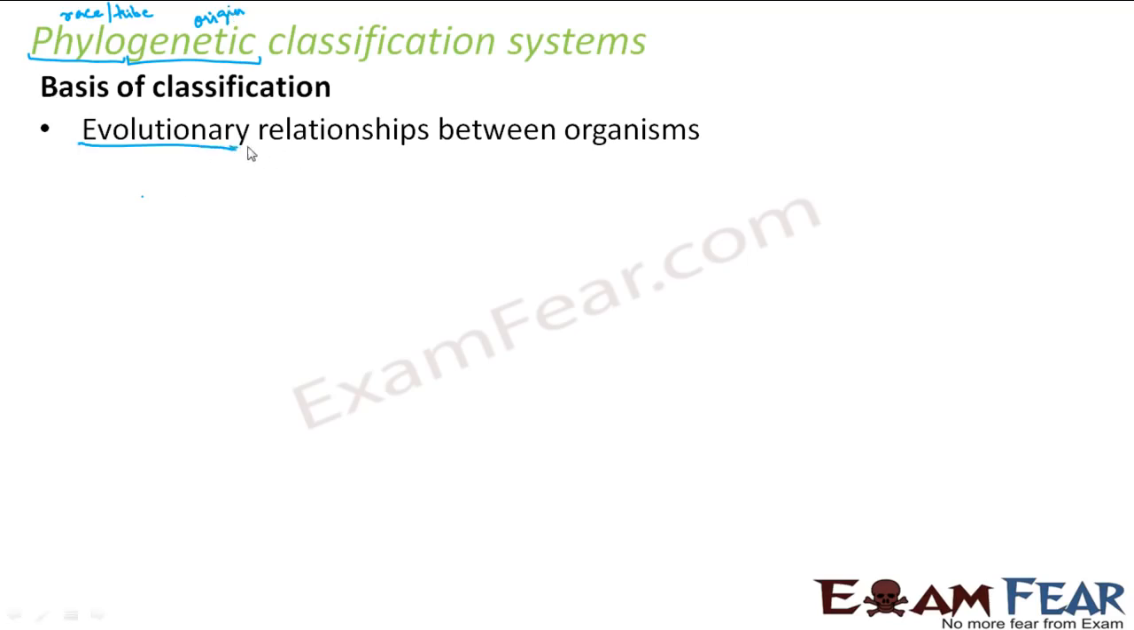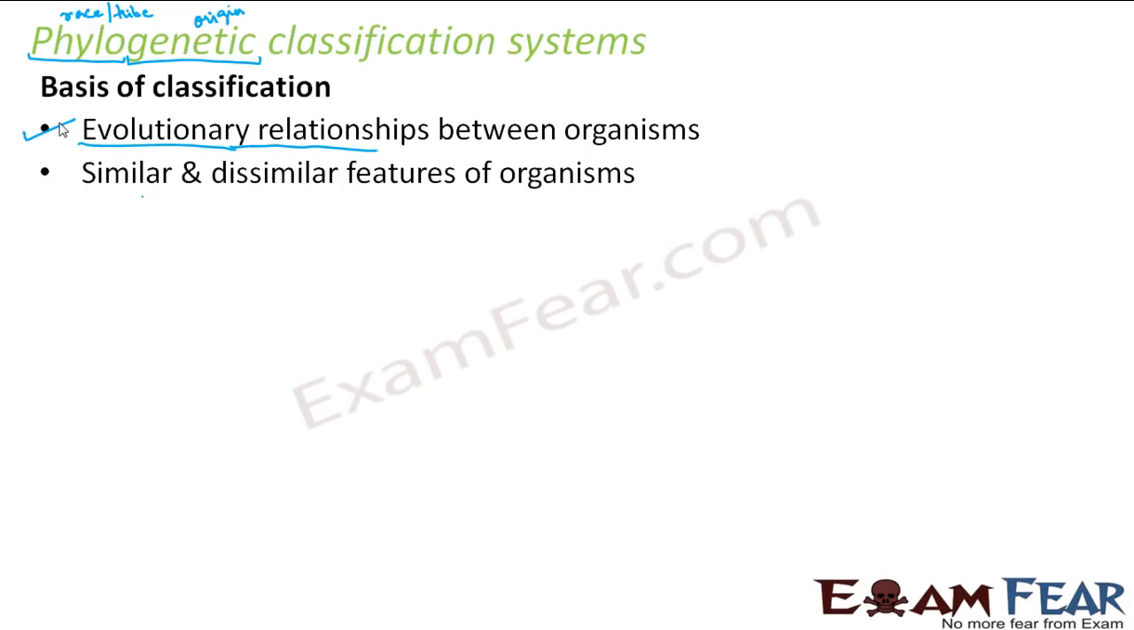We have already studied evolution in class 10th, right? Evolution talks about the origin of different organisms, and how do we conclude the evolutionary relationship between organisms? By looking at the similarities and dissimilarities between different organisms, we can conclude their evolutionary relationship, and this evolutionary relationship is the basis of the phylogenetic classification system. So similar and dissimilar features of an organism play a very important role in this classification system.